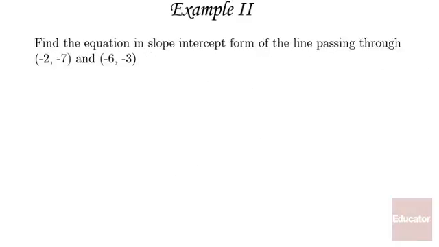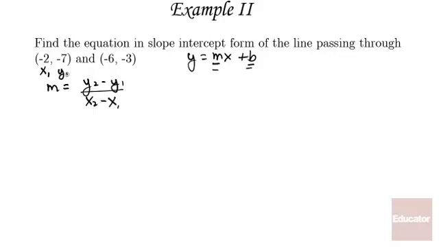Example 2. Find the equation in slope-intercept form of the line passing through these 2 points. Slope-intercept form is y equals mx plus b, so I need to have the slope and I need to have the y-intercept in order to write this. The slope is the change in y over the change in x. And I'm given 2 points, so I can find the change in y over the change in x. I'm going to call this x1, y1, and this x2, y2.